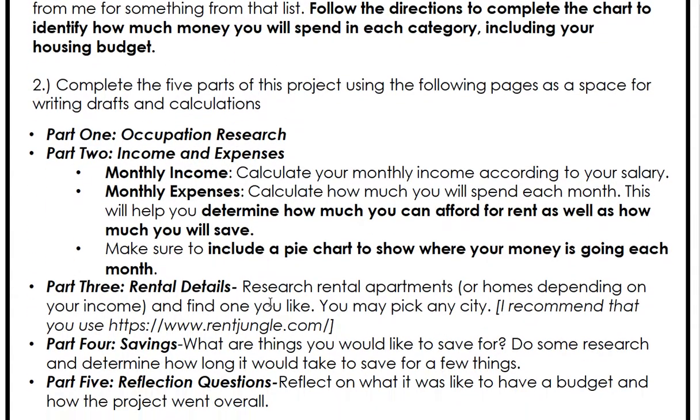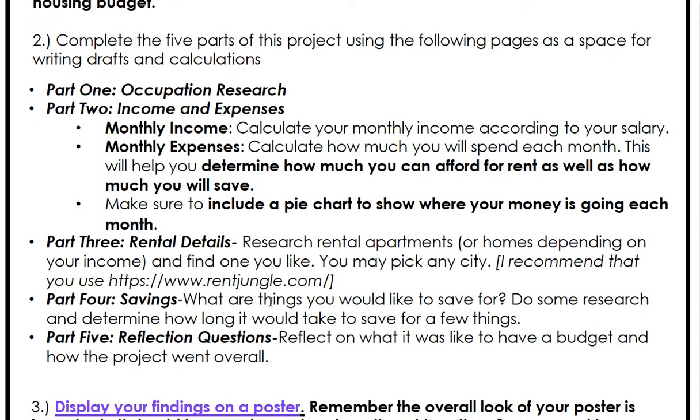Okay, then you're going to use the pages that are in this packet, including the occupational research, the income and expenses, and these are the kinds of things you're going to do. For monthly income, you're going to calculate your monthly income according to your salary. For monthly expenses, you're going to calculate how much you'll spend each month, which will help you determine how much you can afford for rent and how much you can save.